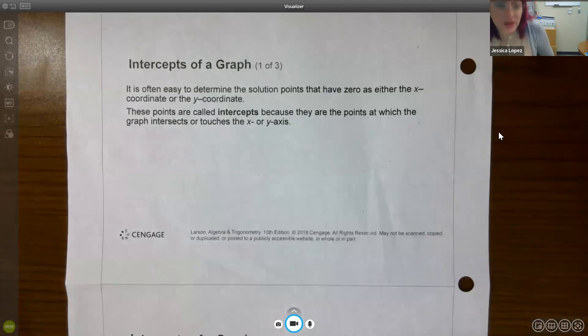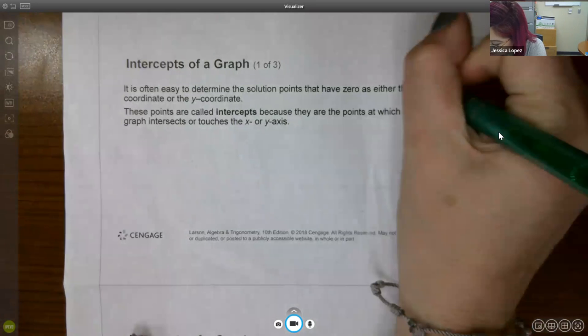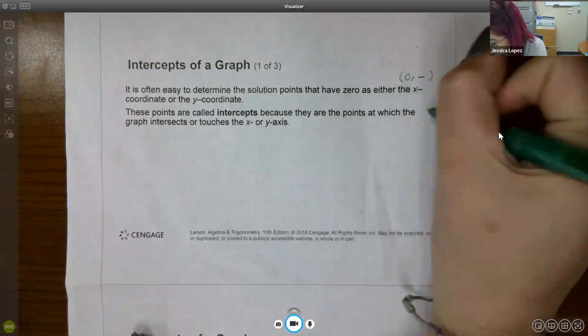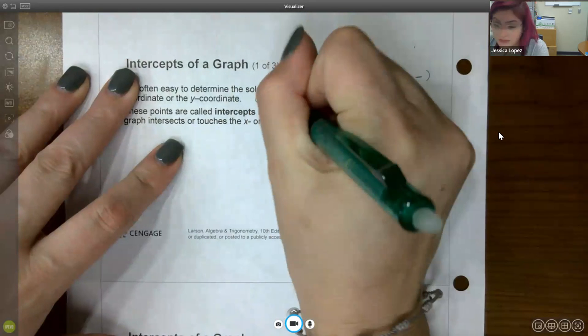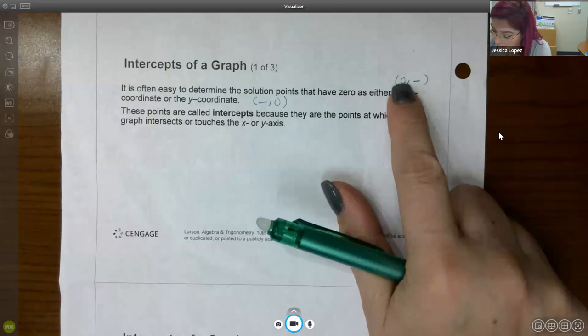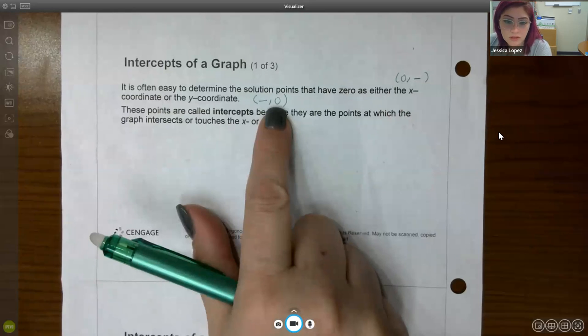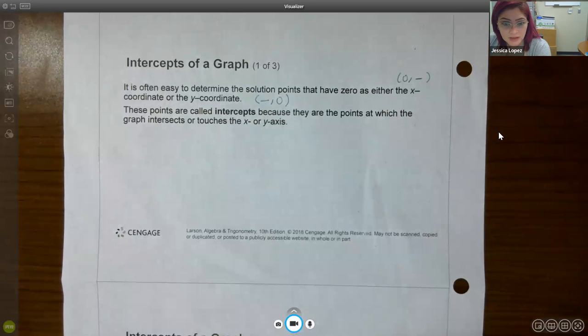Now we're going to talk about a concept called intercepts, okay? It is often easy to determine the solution points that have 0 as either their x coordinate or their y coordinate. So things that would look like this, or things that would look like this. This point has a 0 as the x coordinate, and this has a 0 as the y coordinate, okay? Points of that type, where they have a 0 as one of the coordinates, are called intercepts, okay? Because they intersect the x-axis or the y-axis.